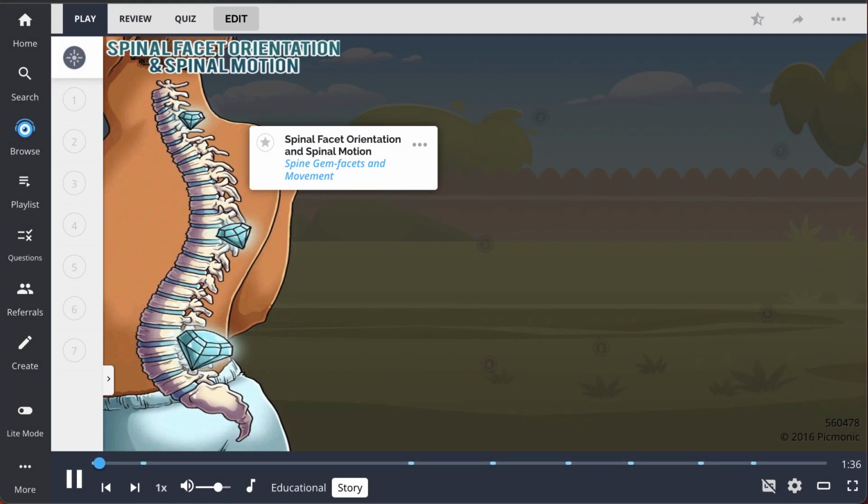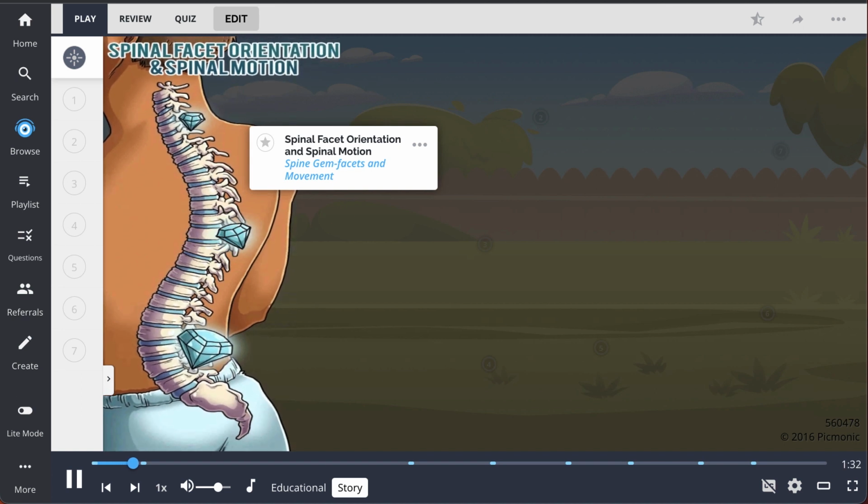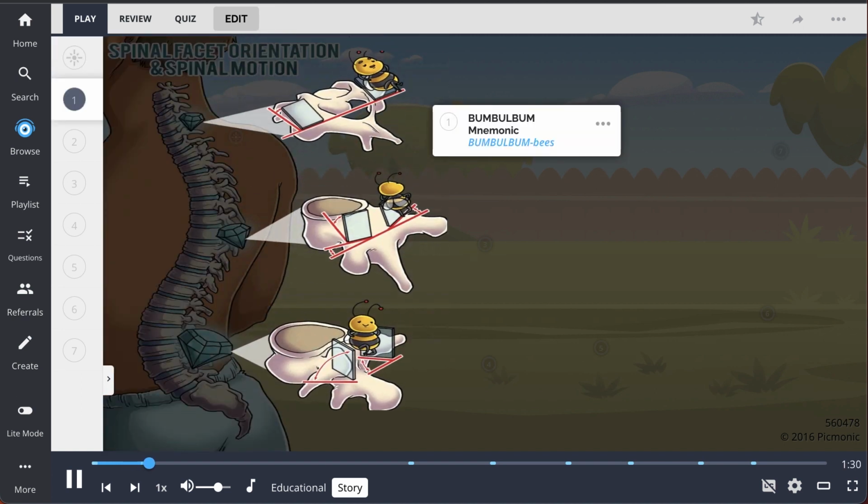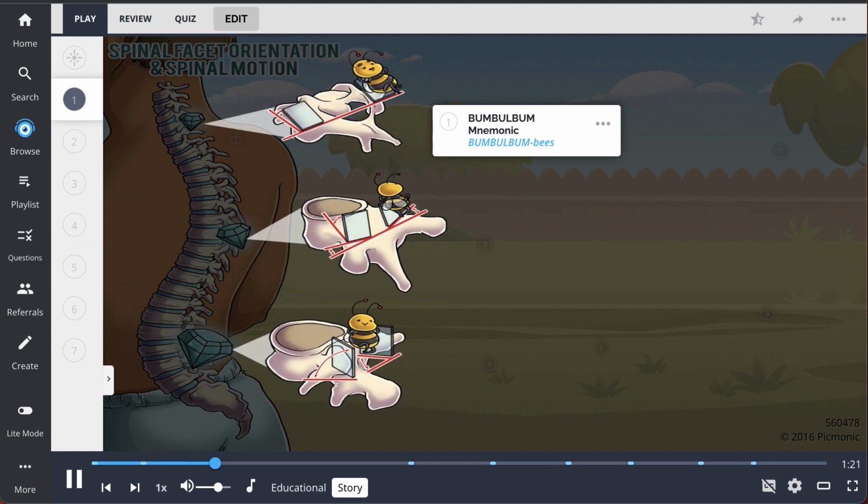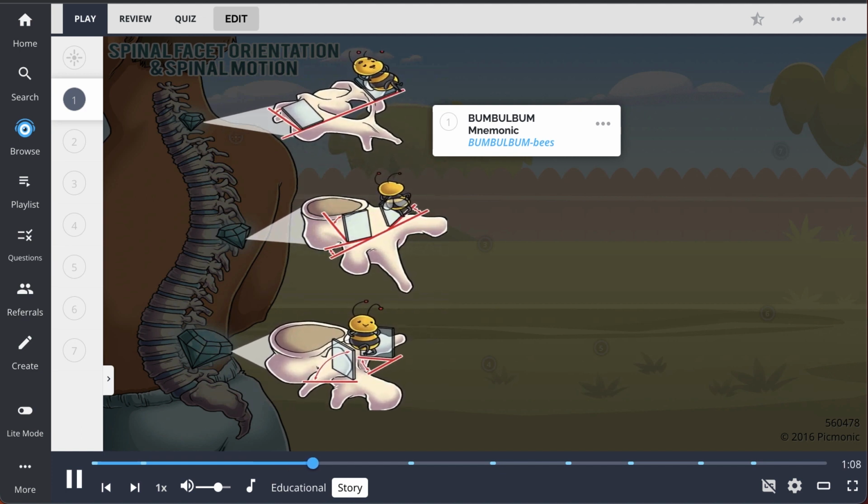These spine gem facets are attracting some little critters, causing a nuisance to the owner of the spine. See, little bumblebum bees were drawn to the gems, and now that they are in the spine, they decided to make it their home. The way they situate their little bumblebums in the facets are determined by where they are in the spine. In the cervical spine, the bumble's bum is back, up, and medial. In the thoracic, he is back, up, and lateral. And in the lumbar, the little bee is back, up, and medial again.